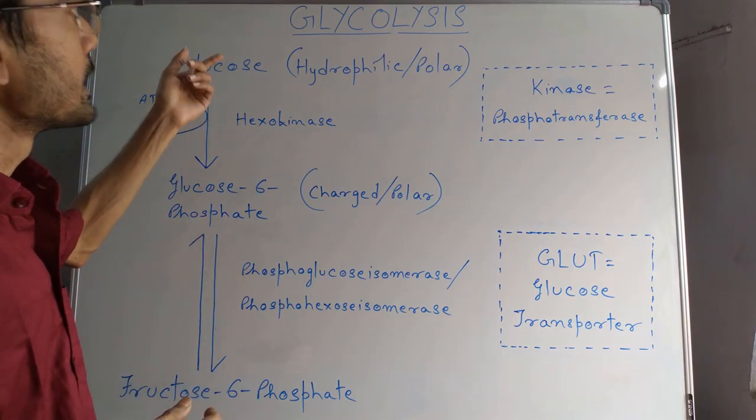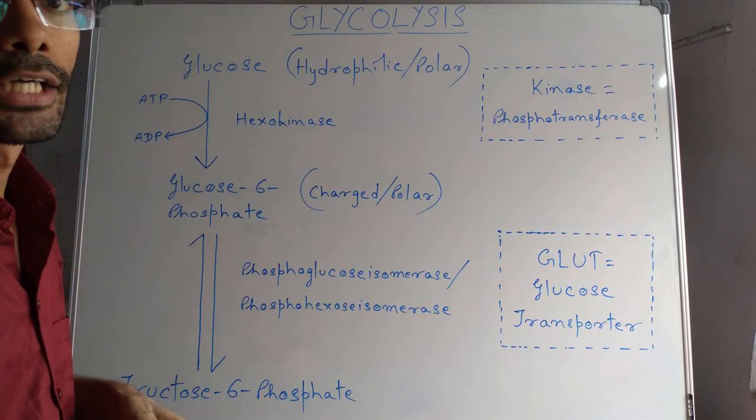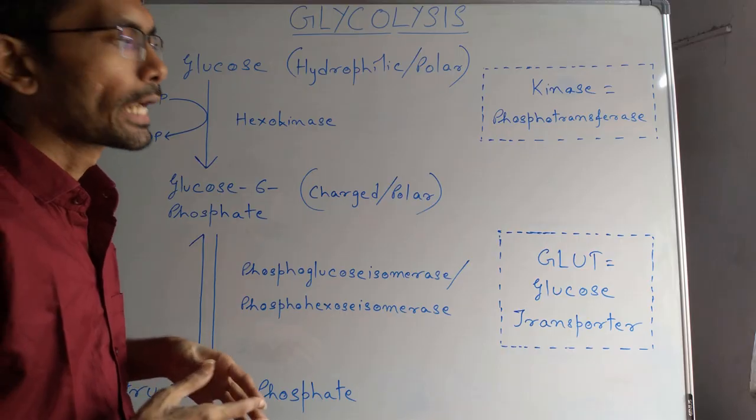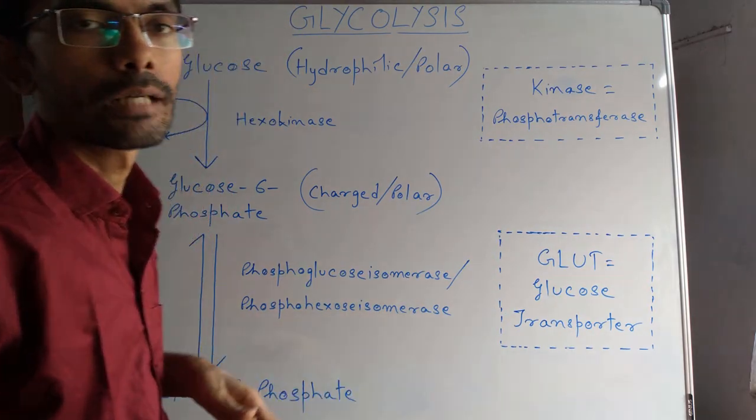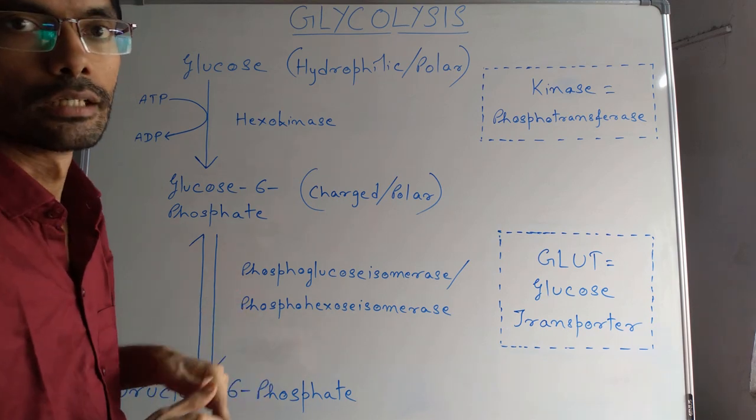But glucose, in spite of being hydrophilic or polar, can pass through the hydrophobic core of the cell membrane. And that's because of a carrier protein called glucose transporter or GLUT embedded in the cell membrane. It was a GLUT that brought glucose into the cell to begin with.